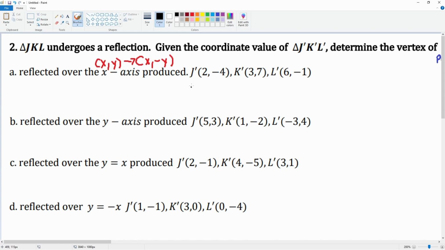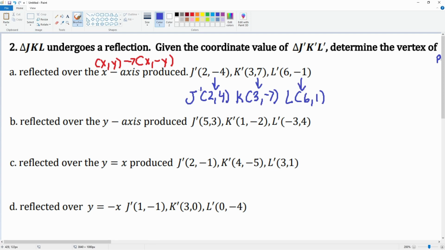So we want to go to the regular J points. Okay? Nothing happens to the x. So for it to go to a negative 4, it started with a positive 4. So you just change its sign. Okay? Then to go to K, it was a 3 comma, it's going to go to a 7. So we just change its sign to a negative 7. Right? And then L, nothing happens to the 6. It became a 1 first, and now it became a negative 1.